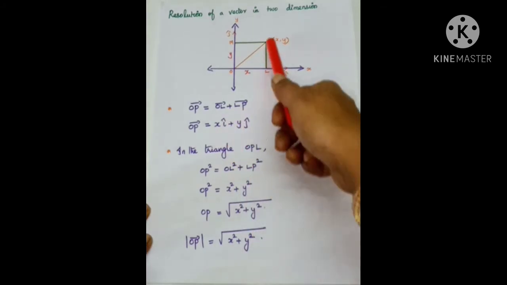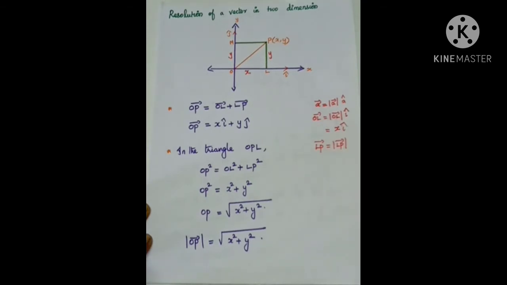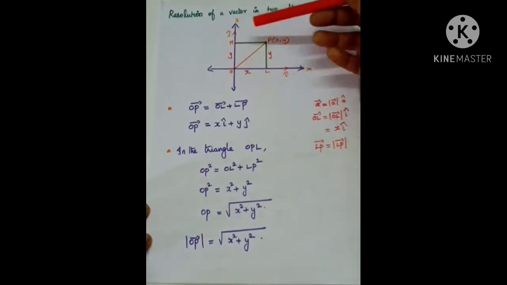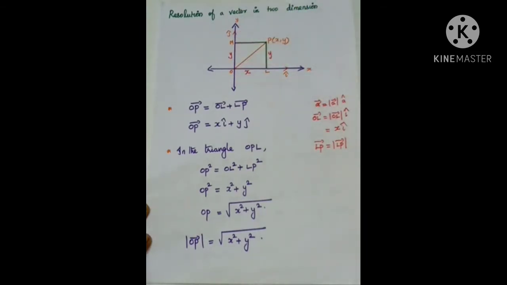In the same way, you consider LP vector. First you have to write the modulus of LP vector, and then the unit vector acting along, or parallel to, LP vector. You see that LP vector and y axis are parallel. In y axis, which unit vector is acting? j vector. So this j vector is parallel to LP vector. Therefore the unit vector acting parallel to LP vector is j vector.